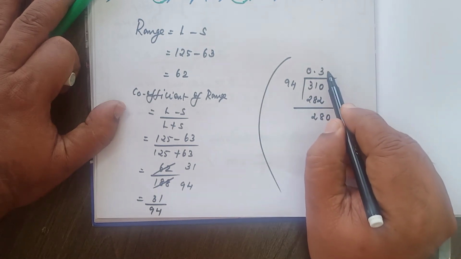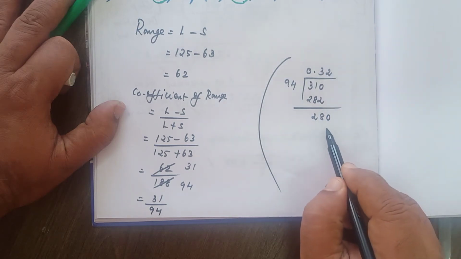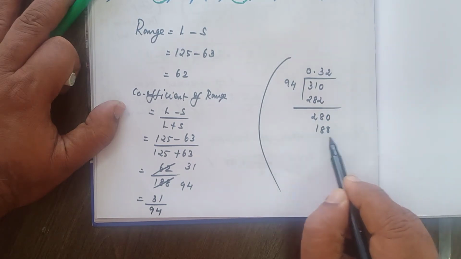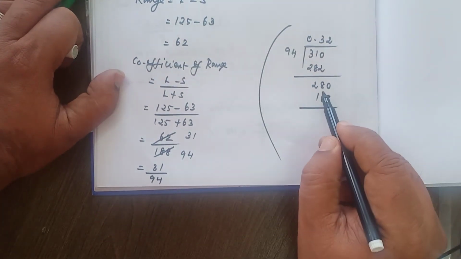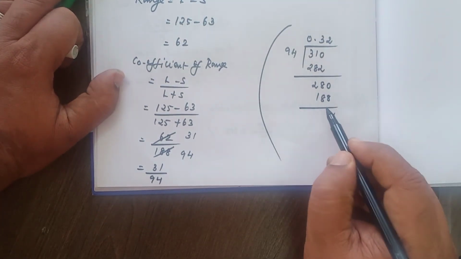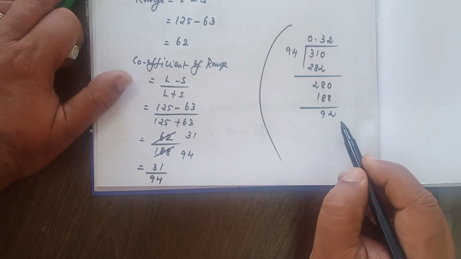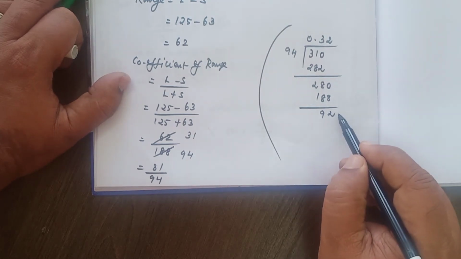Here we can go for 2 times. 2 4s are 8, 2 9s are 18. If you subtract 10 minus 8, that is equal to 2. Here 7 will be there. So 17 minus 8, that is 9, 2. Then further you can go for 0.